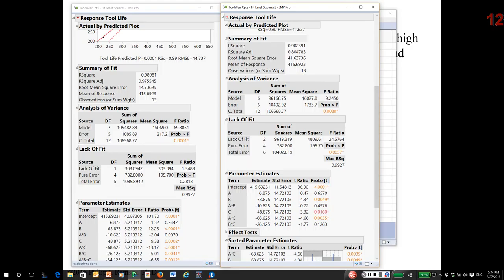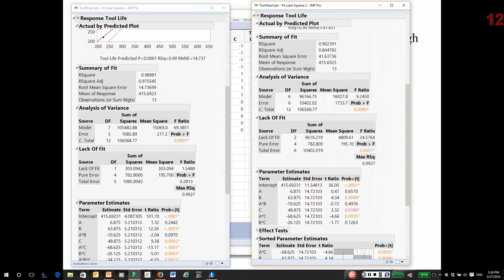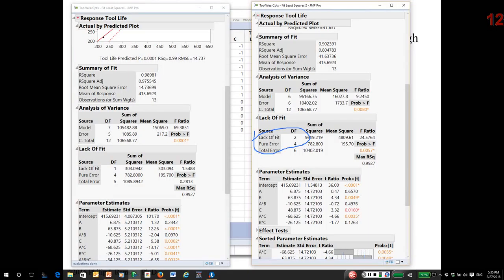So lack of fit tests can be generalized to more than just looking for curvature. On the left is our test for curvature, no evidence of it. And on the right is our test for the need for the three-way interaction and for curvature. Since there's no curvature lack of fit, we now know that we need that three-way interaction.